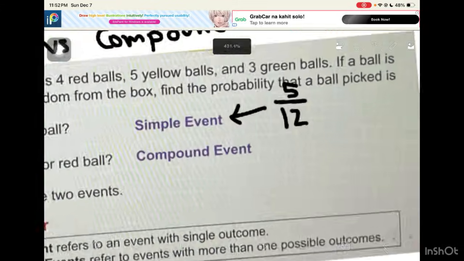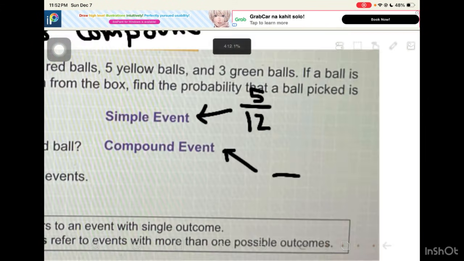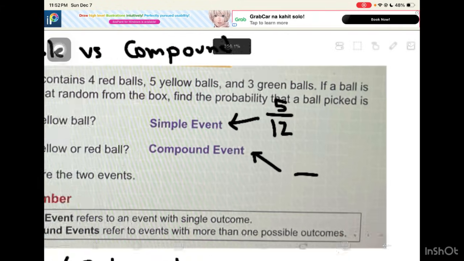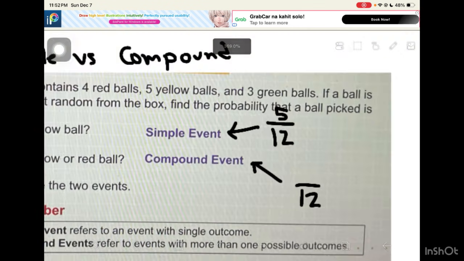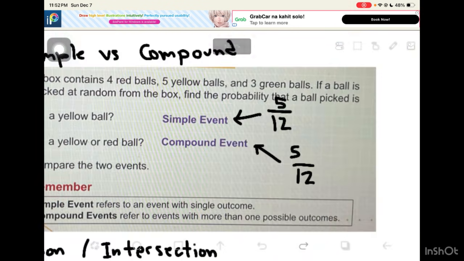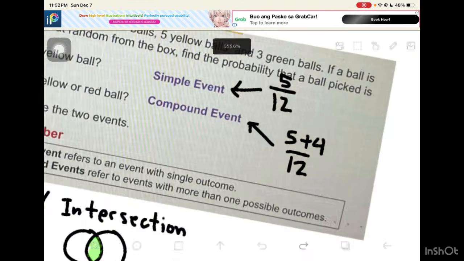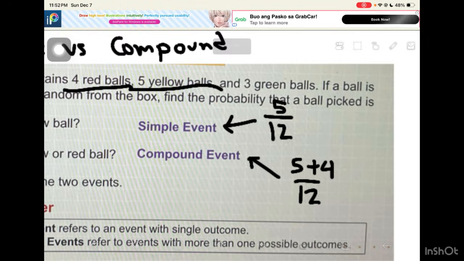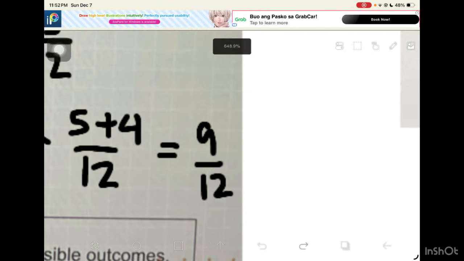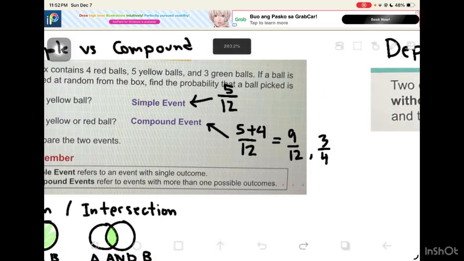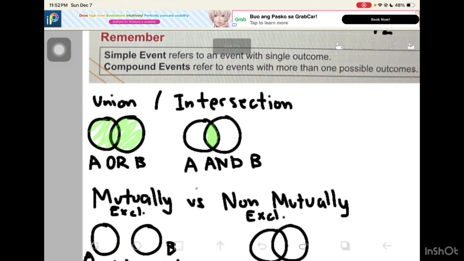But how about a compound event? You just solve it like a simple event, but since we have more than one favorable outcome, let's consider all of them. We have a yellow ball. We still have 12 balls, obviously. So we have 5 yellow balls, but it's also acceptable for us that we get a red ball. So we have 4, because 4 red balls and 5 yellow balls. So we add, that's equal to 9 over 12 or 3 over 4. And that's the answer.